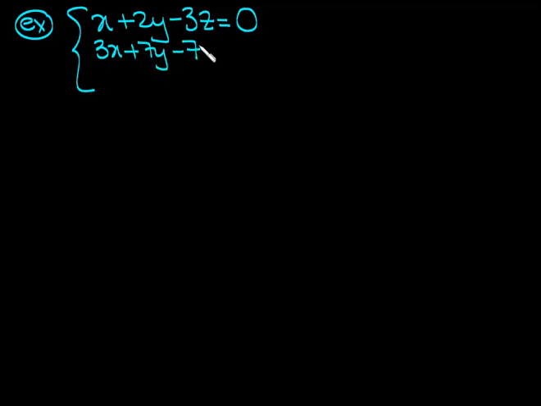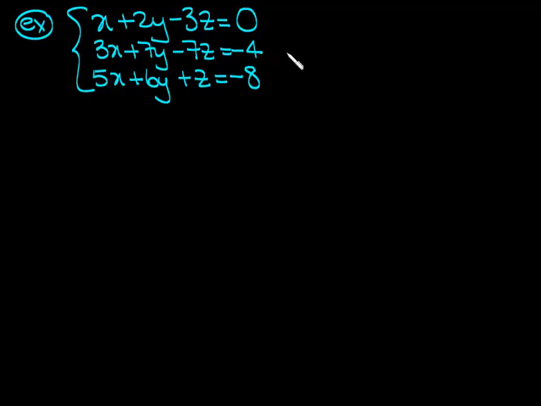So let's say I have a system like this. Actually, let's pick a nicer one. I'm just trying to find a nicer system. x plus 2y minus 3z is equal to 0. We get 3x plus 7y minus 7z is equal to negative 4. And we get 5x plus 6y plus z is equal to negative 8. Okay, so here's a system that I want to solve using matrix elimination.